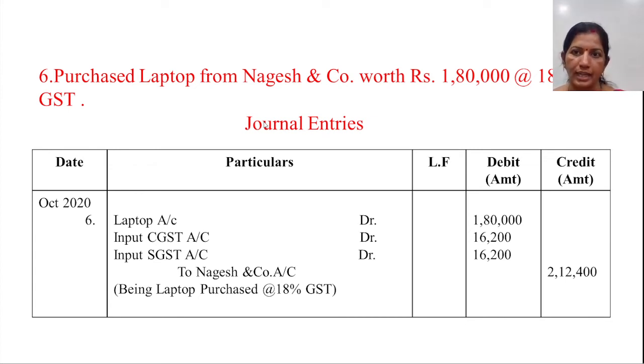GST means tax, tax is our expense, and expenses belong to a nominal account. That's why, as per the rule of nominal, debit the expenses. So input CGST is debited, input SGST is also debited. To Nagesh and Company account, the transaction is on a credit basis. Nagesh and Company is the giver of the laptop. Now the transaction is on credit, that's why a personal account is recorded. So the journal entry: laptop account debit 180,000, plus 18% GST. Input CGST account debit, input SGST account debit.